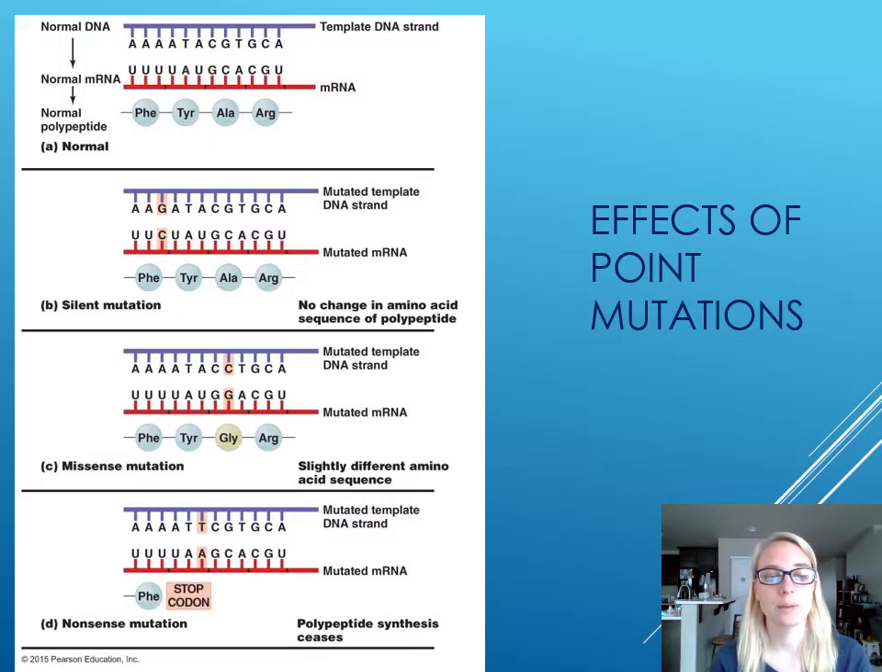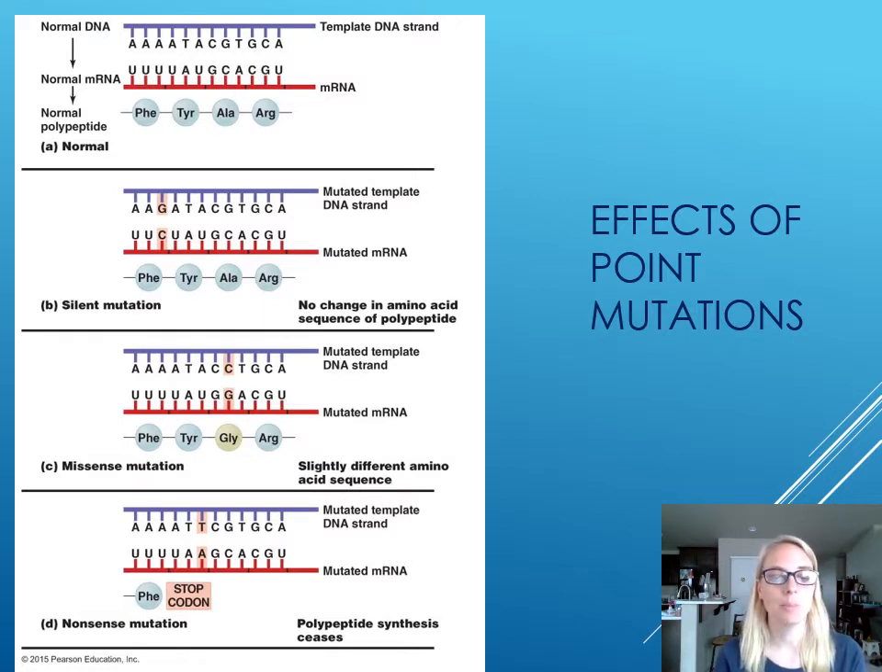So the type of mutation we're going to take a look at is the effect of a point mutation. A point mutation, also sometimes called a base substitution, is where you have a single base change in your DNA. And what are the effects of that on the subsequent protein that's coded for by that particular gene?